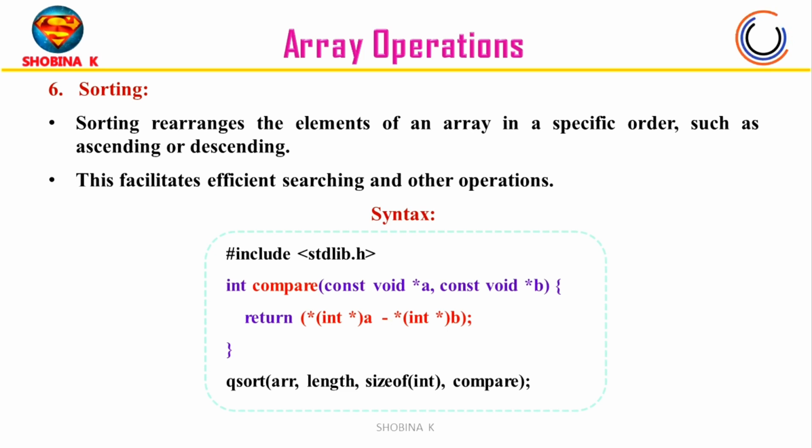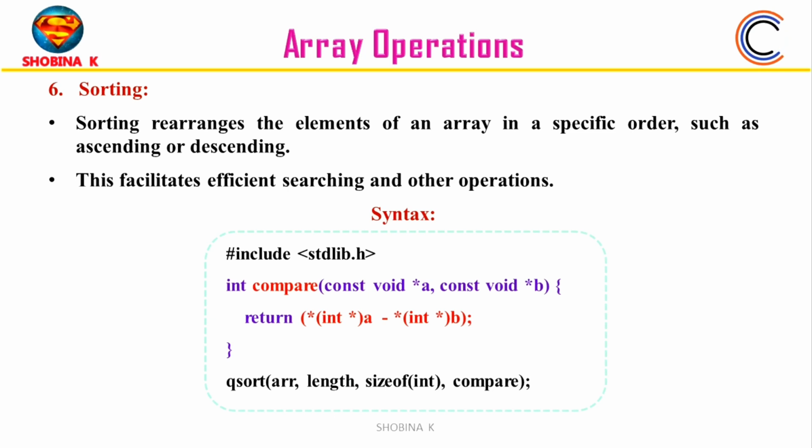The line qsort(arr, length, sizeof(int), compare) is using the qsort function to sort the elements of the array named arr. Now let's break down the parameters. arr is the array to be sorted. length is the number of elements in the array. sizeof(int) is the size of each element in the array in bytes. It is provided to inform qsort about the size of each element in the array. compare is the comparison function that defines the sorting order.